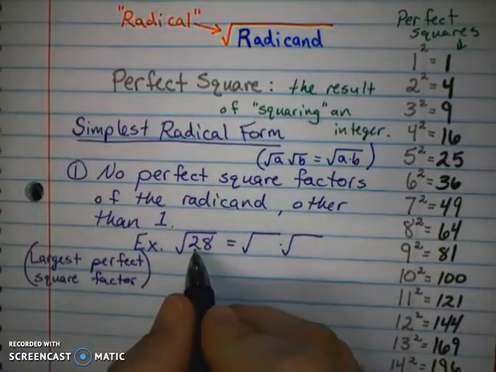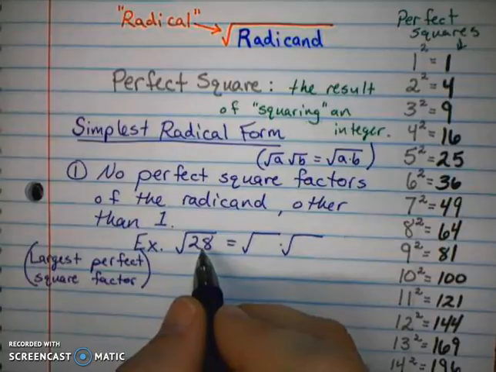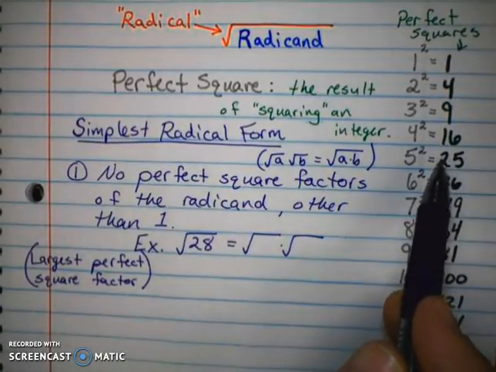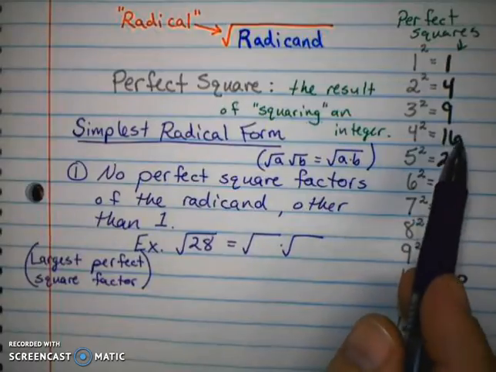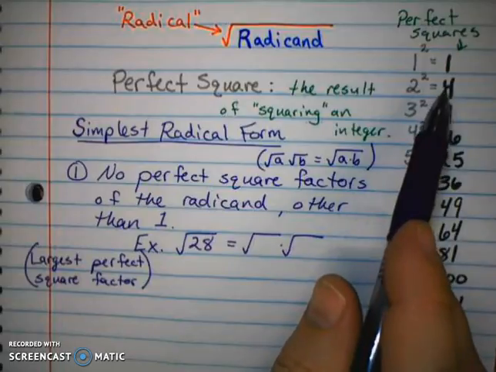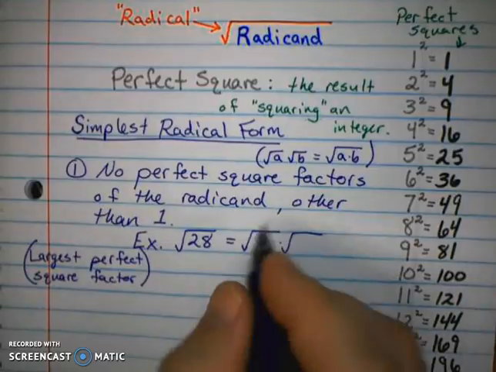And so we want to find the two numbers that multiply to give you 28, where one of them is the largest possible perfect square factor. So if we look at 28, 28 obviously can't be divided by 25, or 16, or 9, but it can be divided by 4. And so the largest perfect square factor of 28 is really the only perfect square factor other than 1.